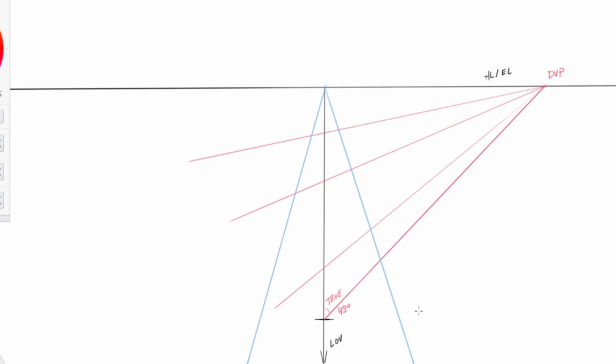Well, if we're looking across this actual plane as we're going into the distance, this true 45 degrees has actually been projected across every single one of these points. So if we were to look at it from a certain point of view, this would be a 45-degree angle, this would be a 45-degree angle, and this would be a 45-degree angle projected in three-dimensional space.